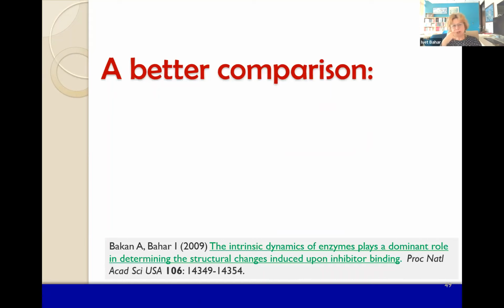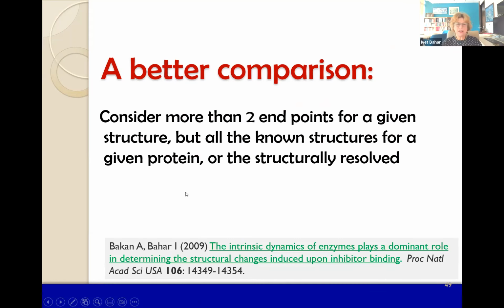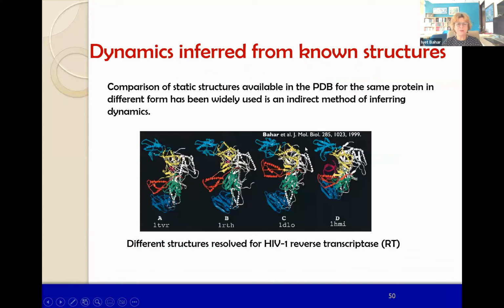But then we thought it is better to compare not only two endpoints, but ensembles. So that was the PhD thesis of a former PhD student, Ivet Bahar. And instead of considering two endpoints for a structure, we have in the PDB multiple structures that have been resolved for a given protein. So we take the ensemble of structures now. And for example, for HIV reverse transcriptase, you have open forms, closed form, DNA bound form, RNA bound form, etc.